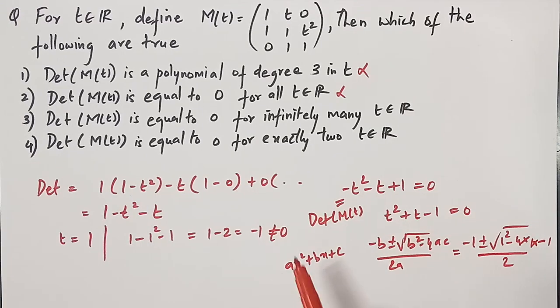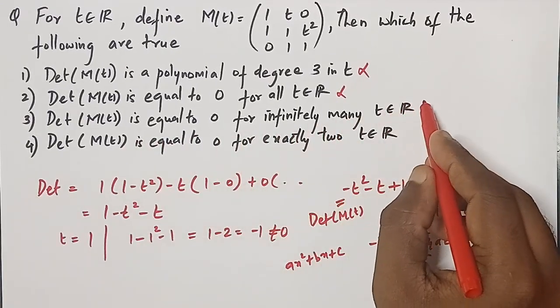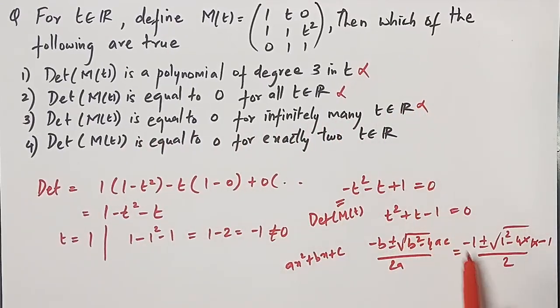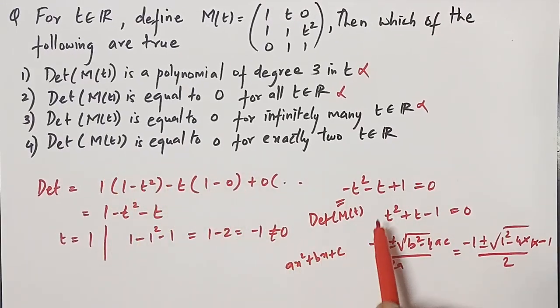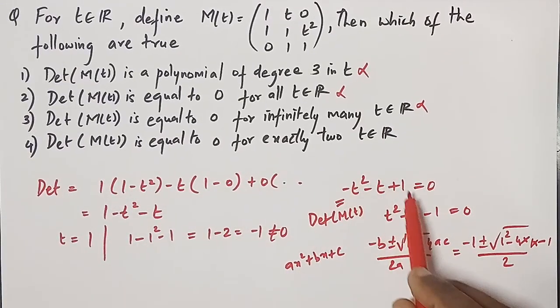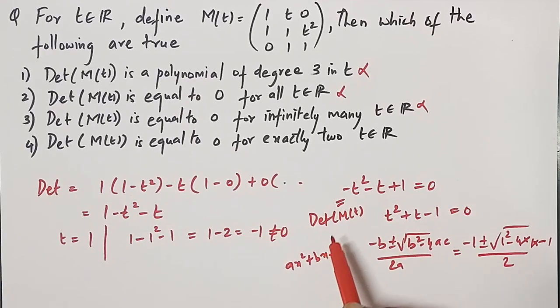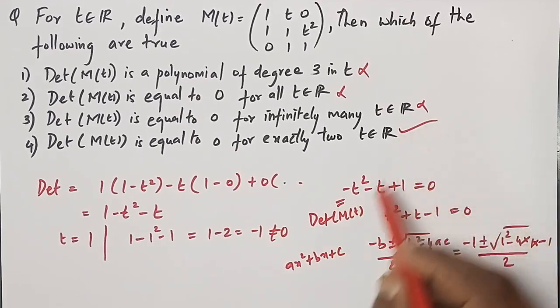So that means that option 3 is false, and we get exactly 2 real numbers for which the determinant of M(t) is equal to 0. That means we get exactly 2 roots for this particular equation. So the correct option for this problem is the fourth option.